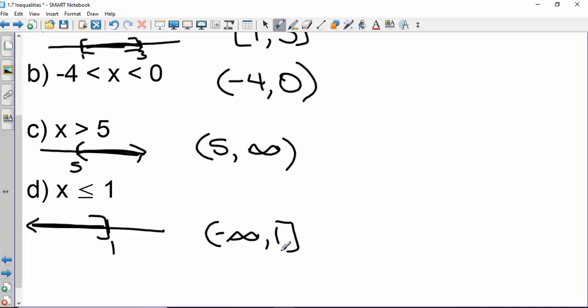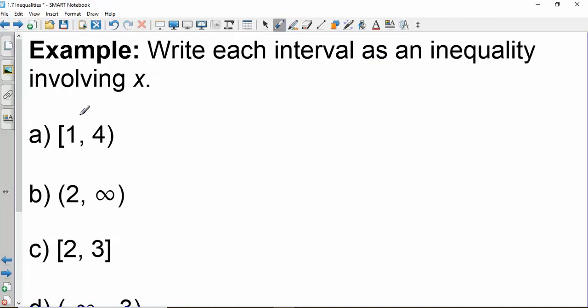Alright. Let's go the other way. If I gave you an interval, could you tell me what the original inequality was? So if this one had a bracket on the 1 and a parenthesis on the 4, what was that original inequality then? 1 is less than or equal to x is less than 4. Good.